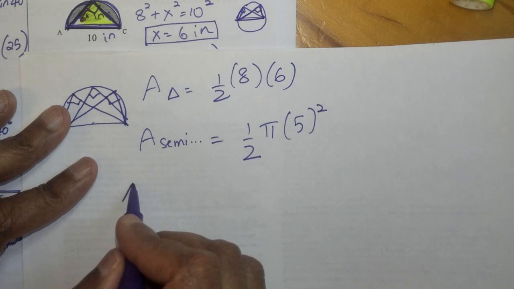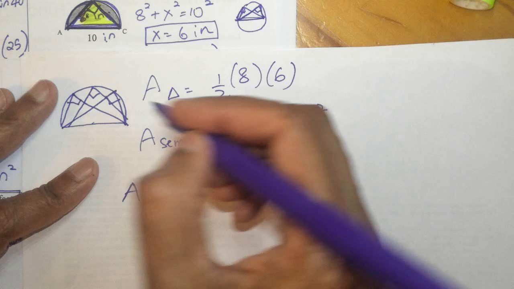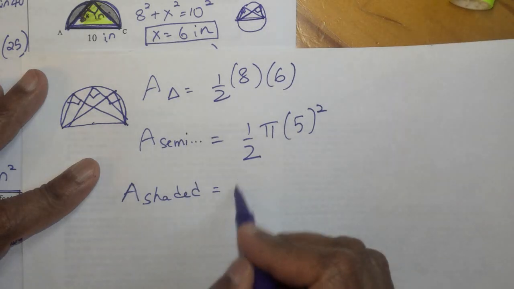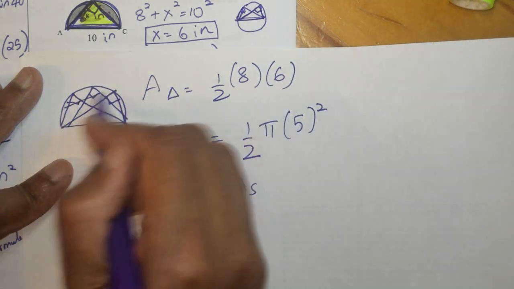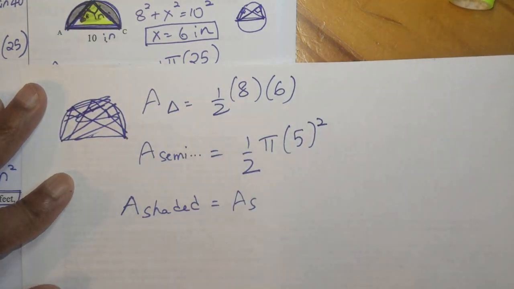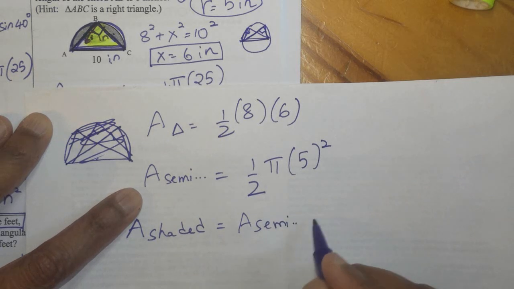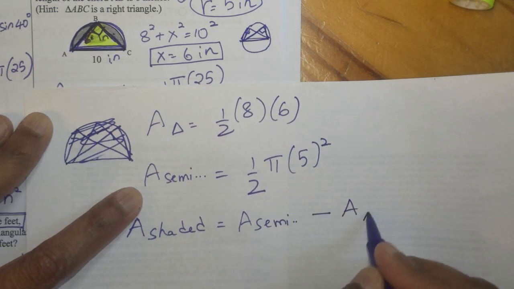And then the area of the shaded portion equals the area of the semicircle, right? Because that's the large one. We don't need this. Area of the entire semicircle. Okay, sorry, let me drag it down. Area of this entire semicircle minus the area of the triangle.